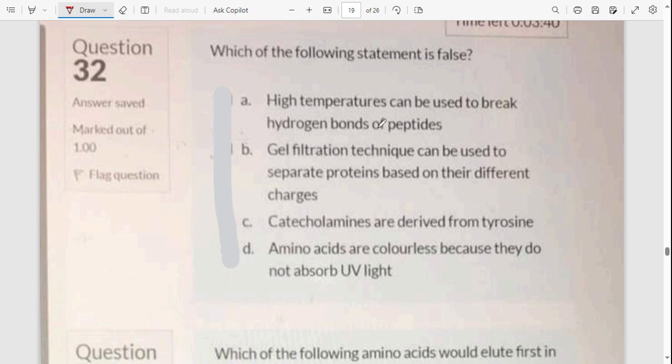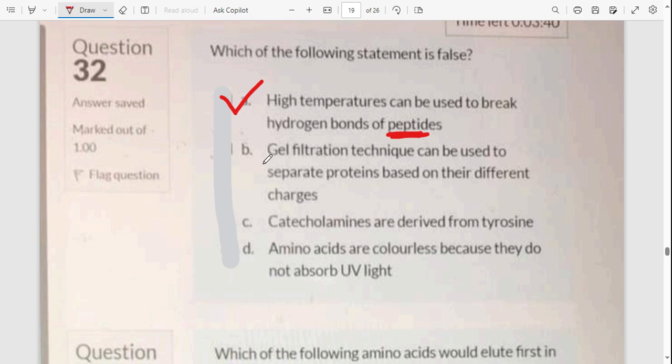Which of the following statements is false? High temperature can be used to break hydrogen bonds of peptides. Is that true? So remember we want a statement that is false. So this statement is actually false. So it is going to be an answer. High temperature will be used to break hydrogen bonds of peptides.